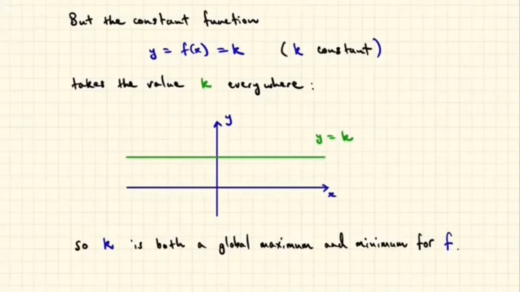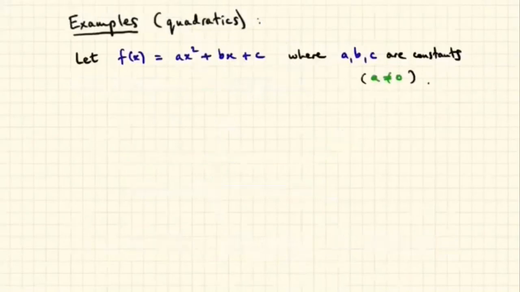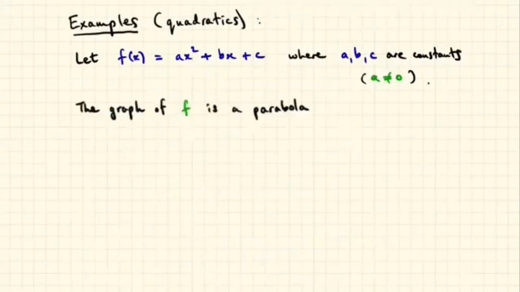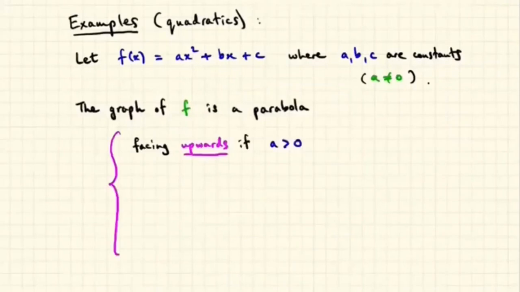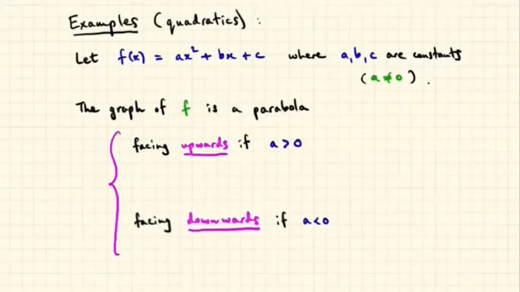Consider now a function f whose rule f of x is a quadratic. The graph is a parabola, opening upwards if the coefficient of x squared is positive, or downwards if it's negative. In the upwards facing case, the apex, also called the vertex of the parabola, is the lowest point.